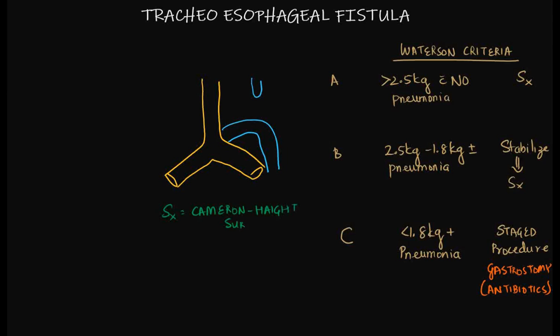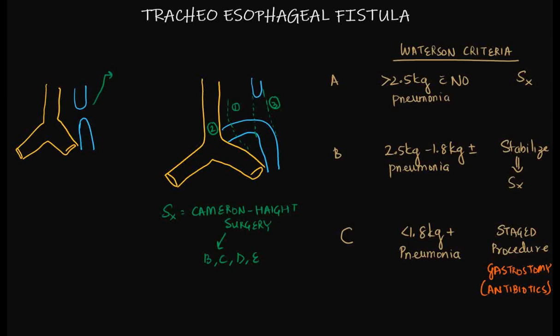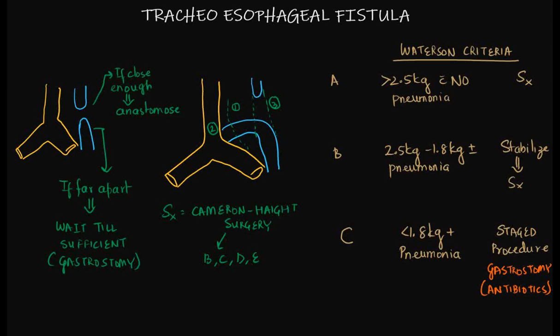In this, first the fistulous tract is excised, second trachea is sutured, and third the ends of the esophagus are anastomosed. However, this type of surgery can only be done in type B, C, D and E. In type A, if the segments are close enough, then anastomosis of the ends can be done. However, if the segments are far apart, then we need to wait for the child to grow. Until then, gastrostomy is used for nutrition.